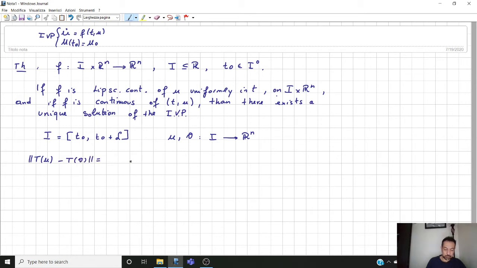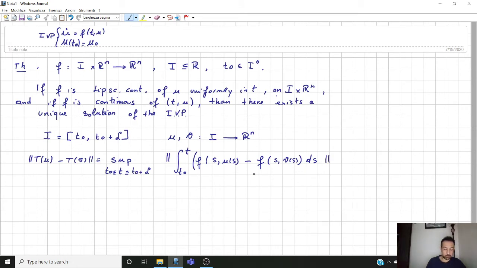So what's this equal to? Well, here we have the infinite norm, so by definition it is the sup for t that goes from t0 to t0 + delta of the integral from t0 to t of f(s, u(s)) minus f(s, v(s)) ds. The initial value u0, since we are taking this difference T(u) minus T(v), is the same, so it is going to cancel out. That's why it doesn't appear in this integral equation.